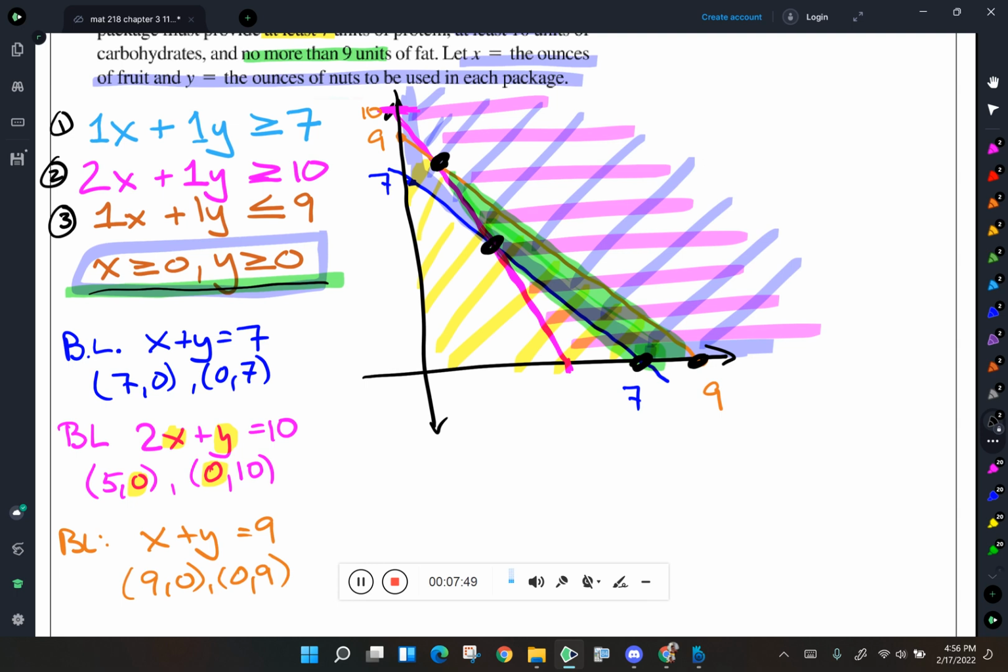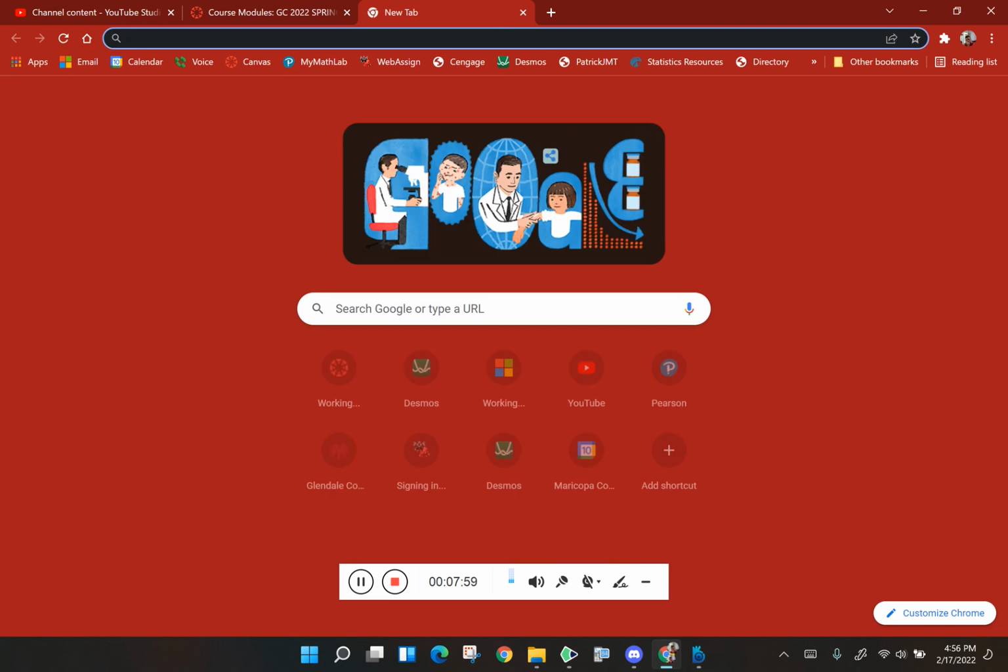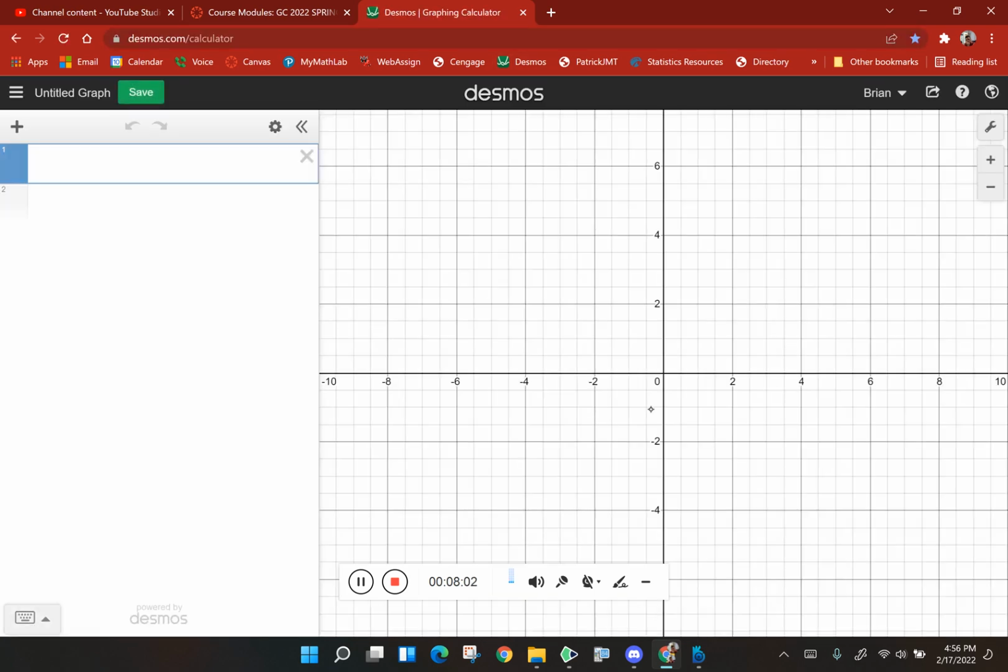Now I know what you're thinking. Why are we graphing these things by hand? Couldn't we use the calculator, or couldn't we use Desmos or something to graph these? And you absolutely could. So let's go over here and bring up Desmos. Okay. And I'm going to start graphing these inequalities. So I'm going to have to flip back and forth here, so bear with me.